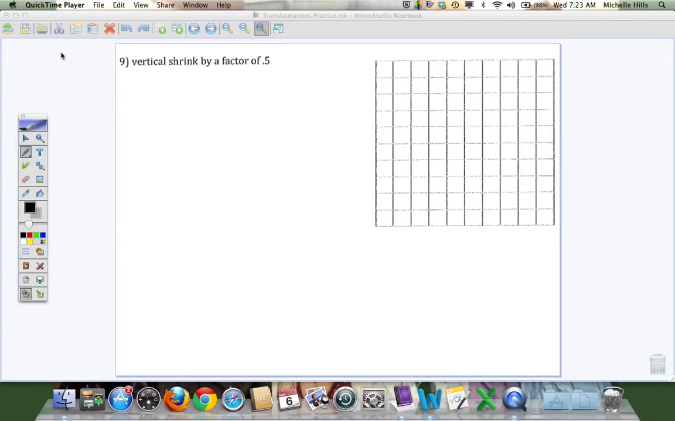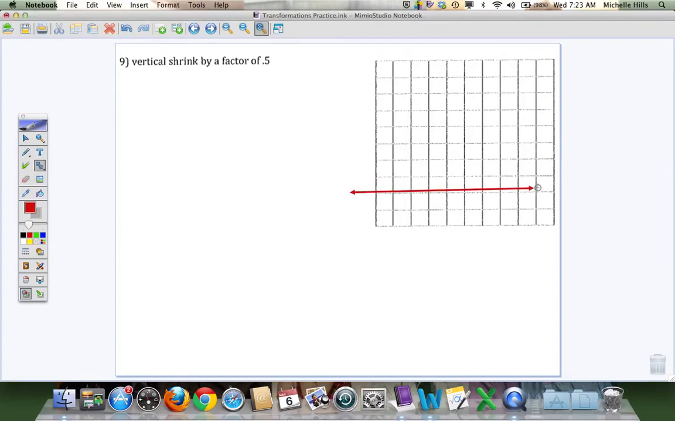So a vertical shrink, not talking about a translation or a reflection. So the vertex is still going to be at 0, 0, and this thing is going to open up. Shrink by a factor of 0.5 means normally, well, first of all, the vertex is still at 0, 0.